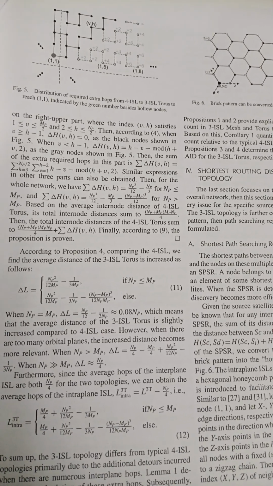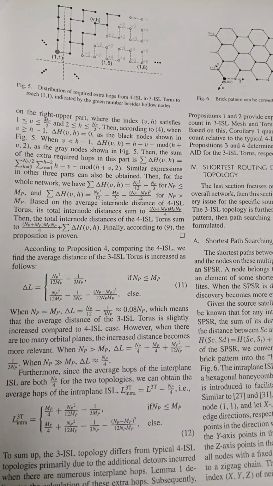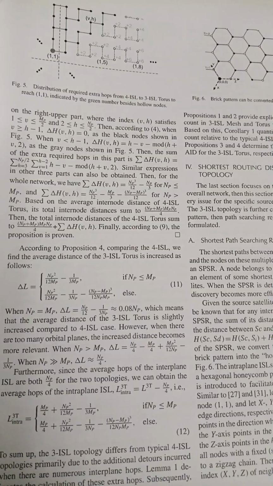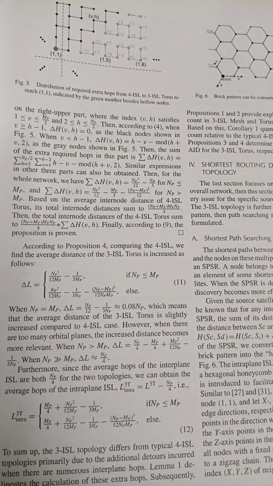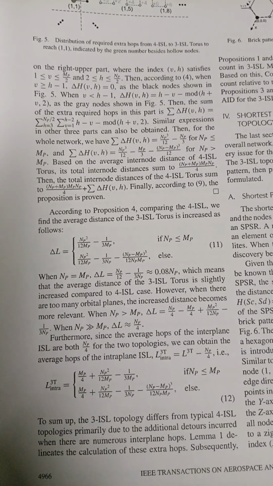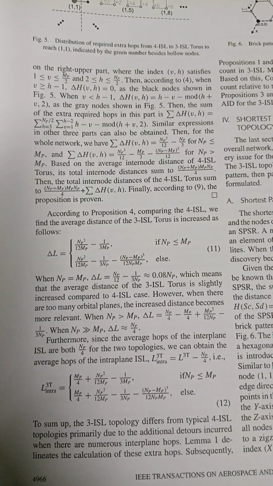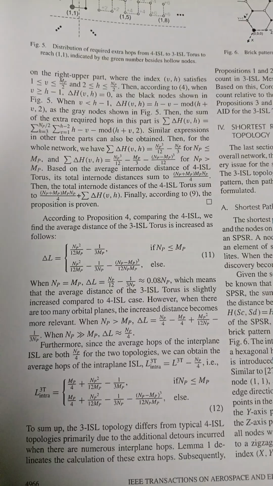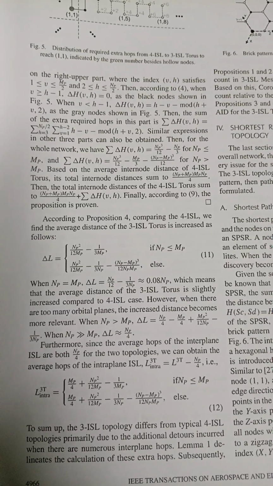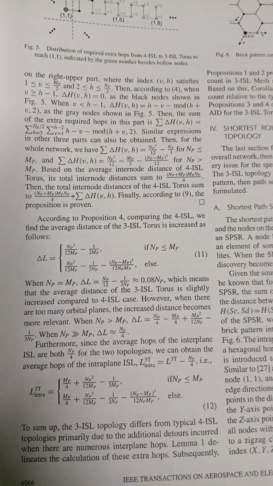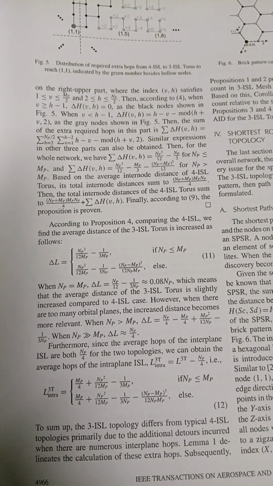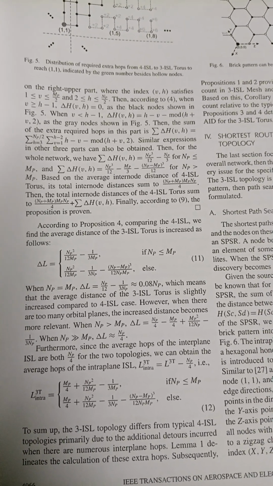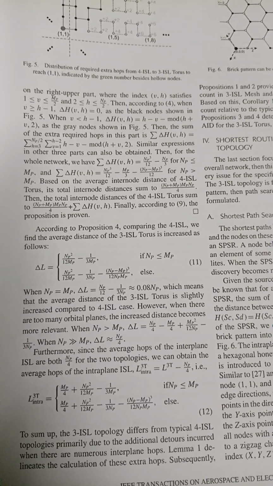However, when there are too many orbital planes, the increased distance becomes more relevant. When NP is greater than MP, ΔL is approximately equal to NP/4. Furthermore, since the average of the interplane ISLs are both NP/4 for the two topologies, we can obtain the average hops of the interplane ISLs. L_intra^3T is equal to L^3T minus NP/4.